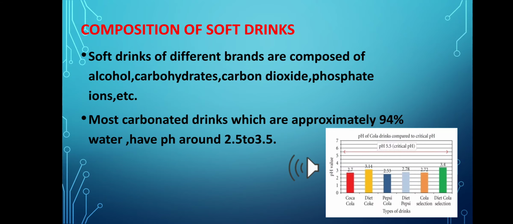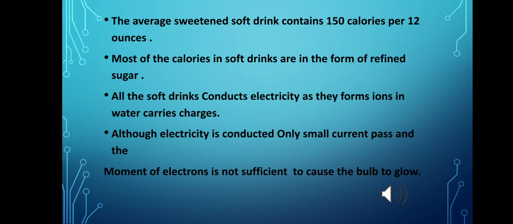Why do people show their love towards them? Did you know what soft drinks are actually made of? For this, have a glance over the slide. Composition of soft drinks: soft drinks of different brands are mainly composed of alcohol, carbohydrates, carbon dioxide, phosphate ions, etc. Most carbonated drinks are approximately 94% water, with a pH around 2.5 to 3.5. Most soft drinks contain 150 calories per 12 ounces. Most of the calories in soft drinks are in the form of refined sugar.